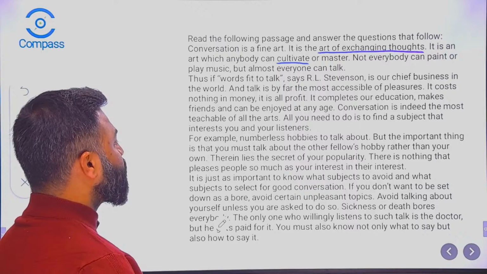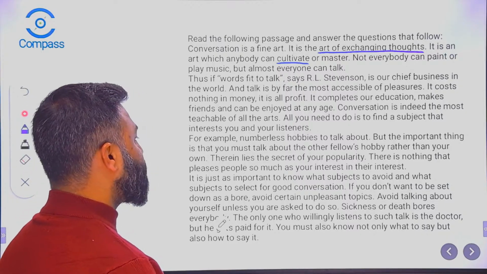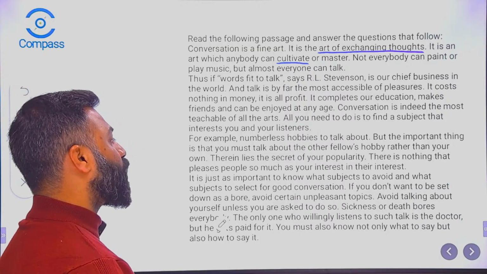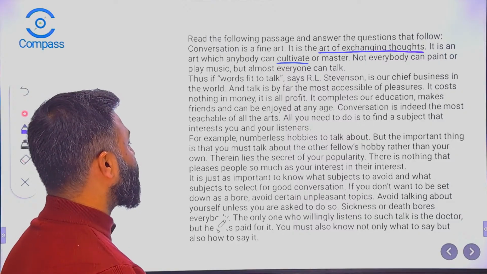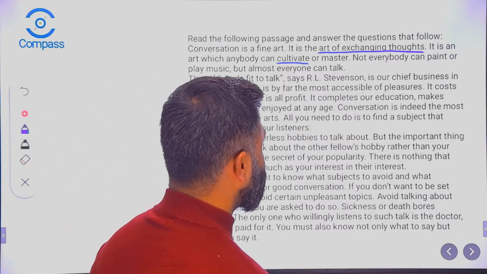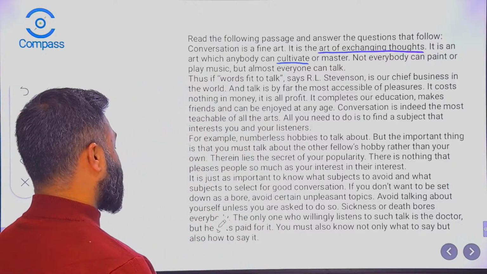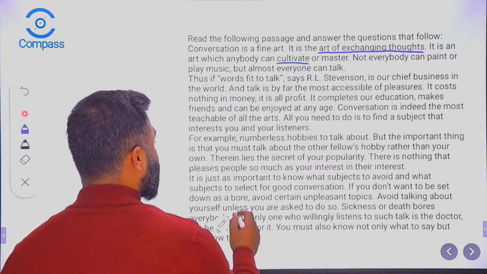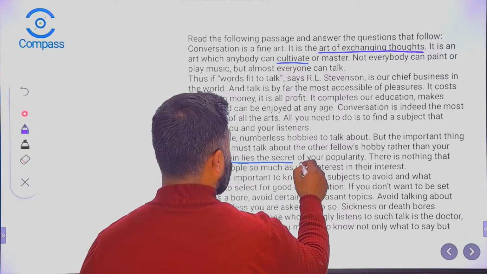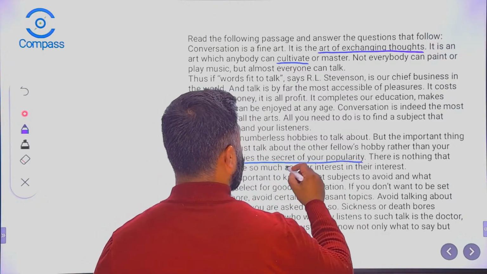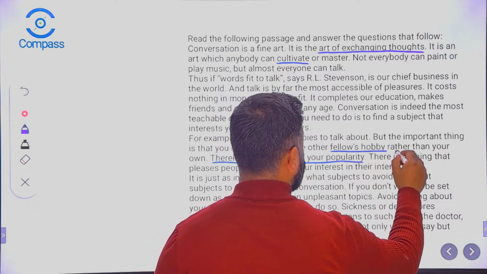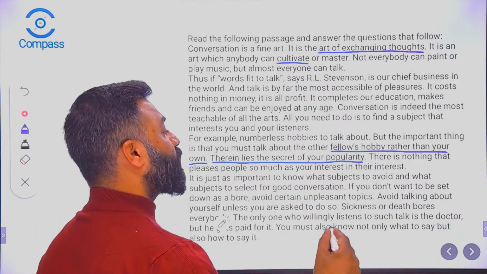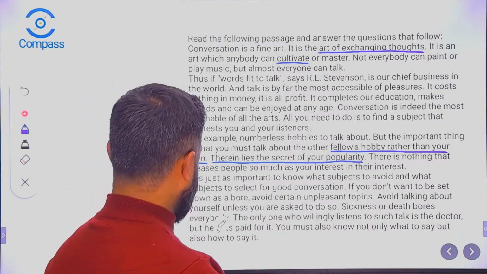All you need to do is to find a subject that interests you and your listeners. For example, there are numberless hobbies to talk about, but the important thing is that you must talk about the other fellow's hobby rather than your own. Therein lies the secret of your popularity. Okay, so where does the secret of our popularity lie? When we talk about the other fellow's hobby rather than your own.